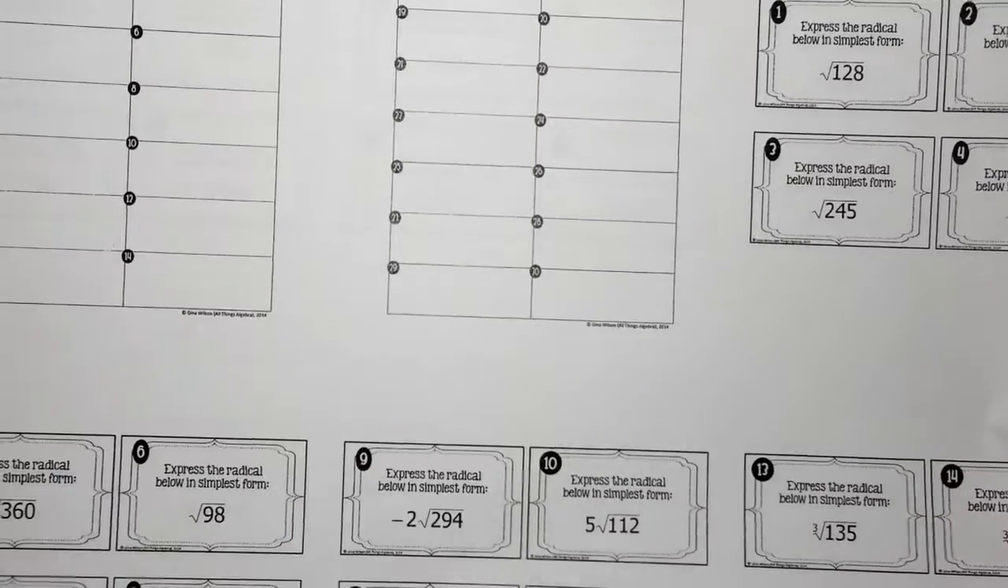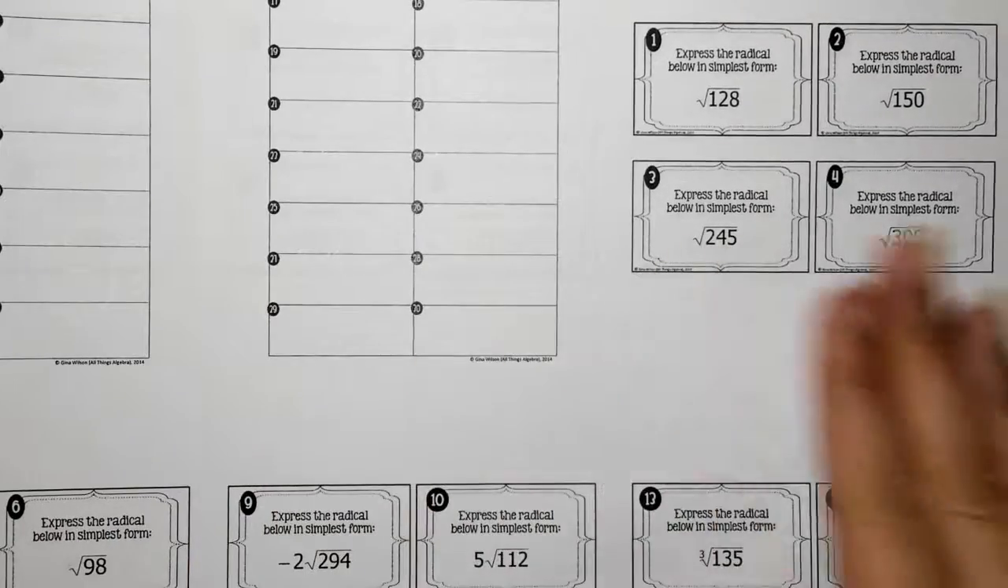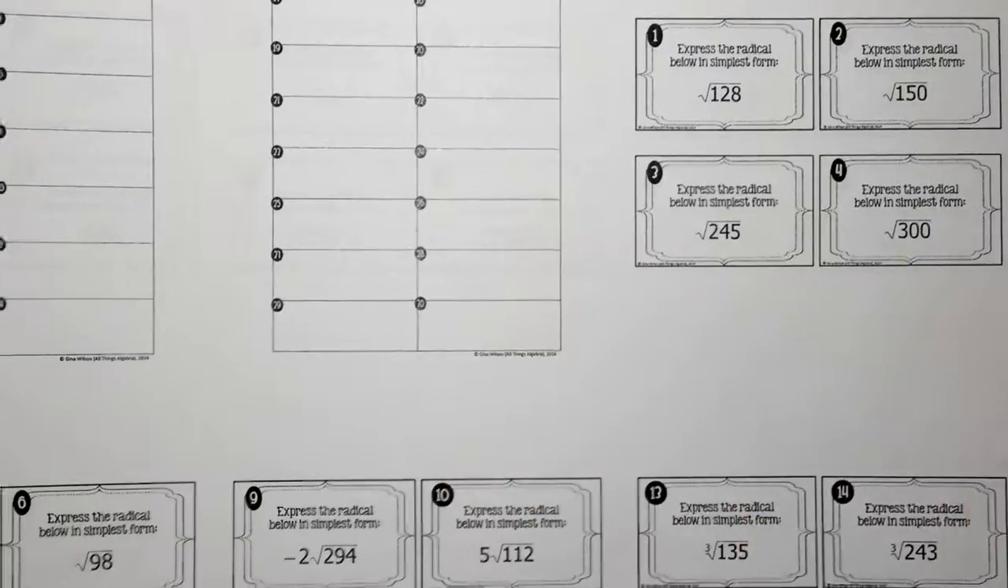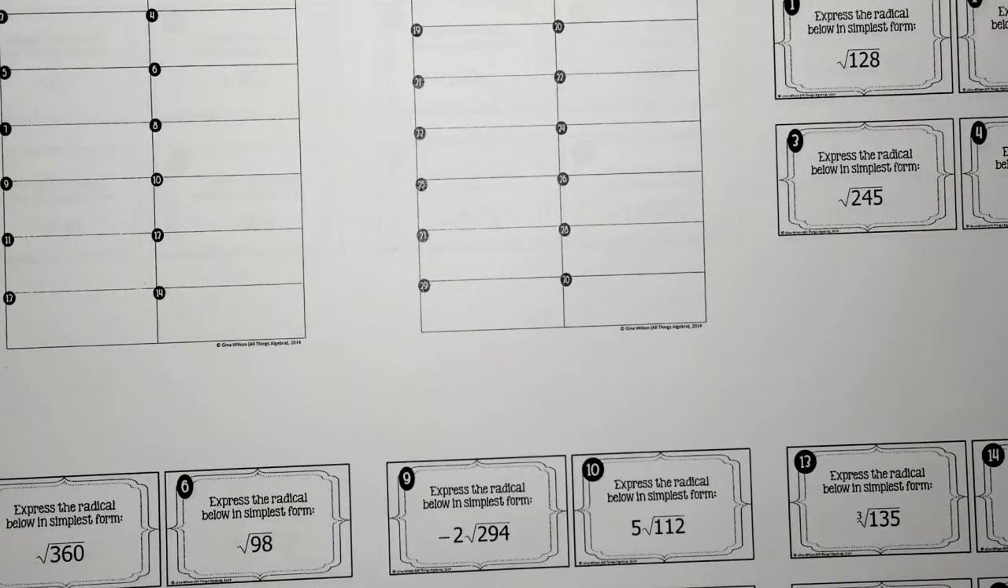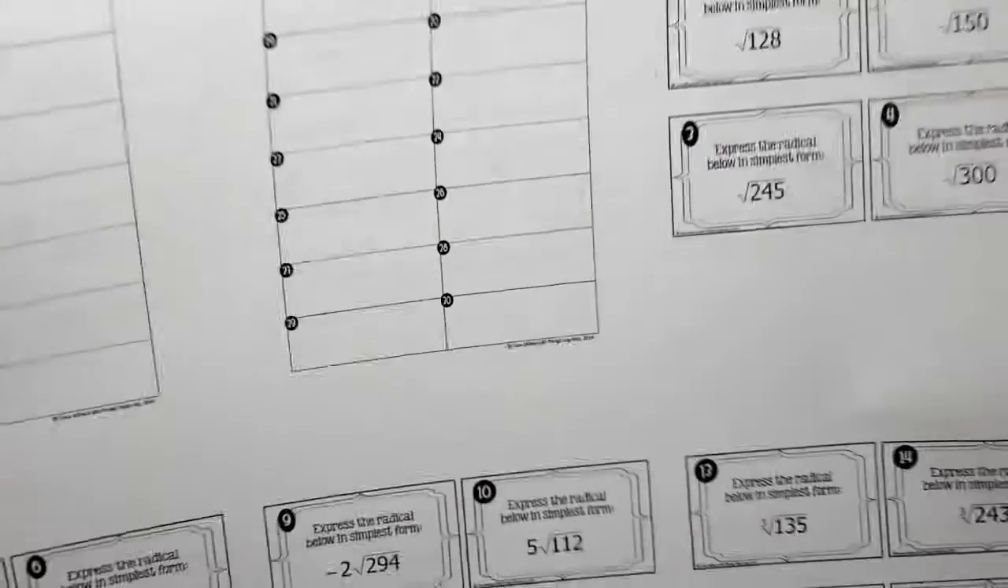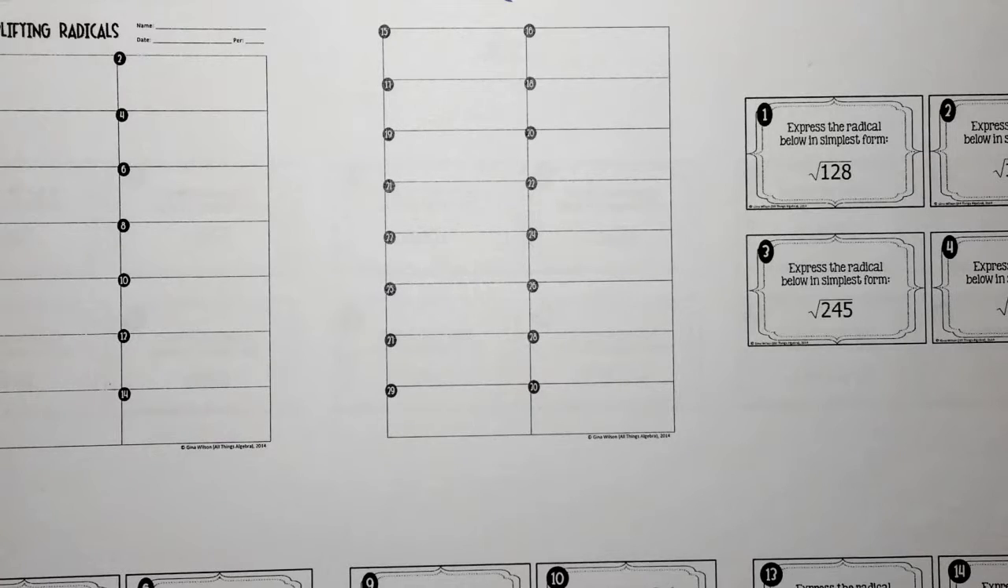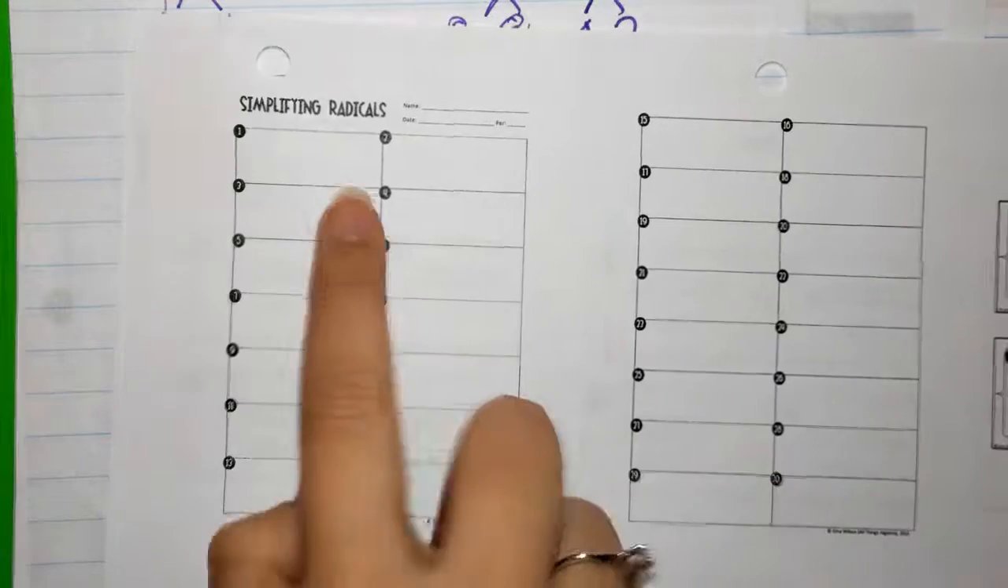Alright, your homework tonight is this sheet that you got yesterday. You're going to do 1 through 10 tonight. You may start. And you're going to write your little baby answers up here.